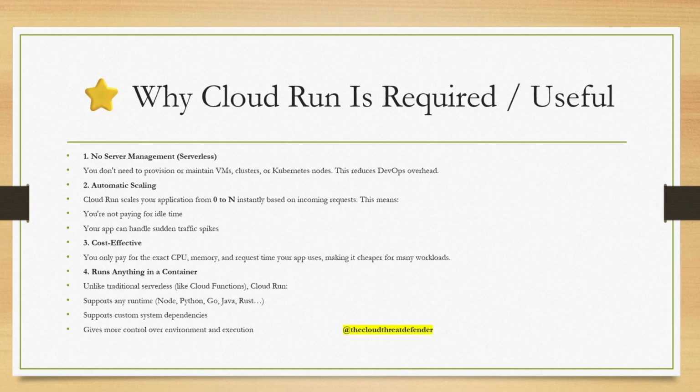Third thing is cost effectiveness. It's a very important thing for the cloud environment. Your solution should be cost effective because everything in the cloud is all about the cost. Fourth, it runs anything in a container. Unlike traditional servers or Cloud Functions, with Cloud Run in Google you can run any environment: Node, Python, Go, Java, Rust, etc. That's why we are using Cloud Run.